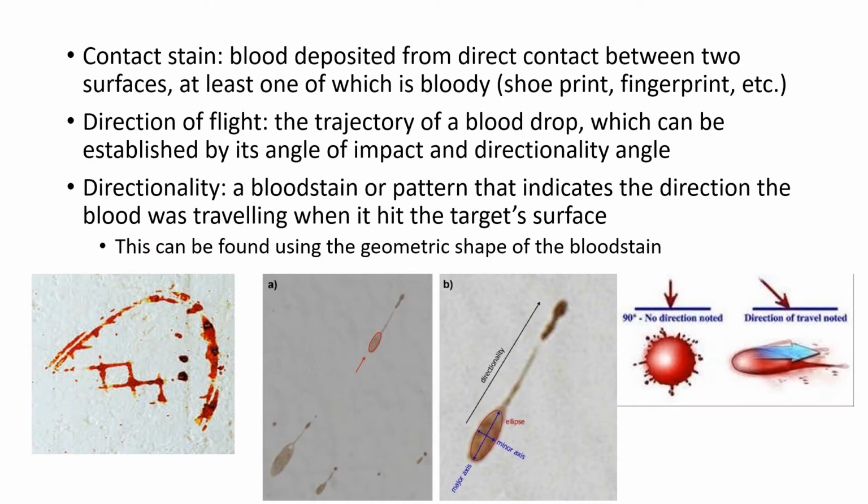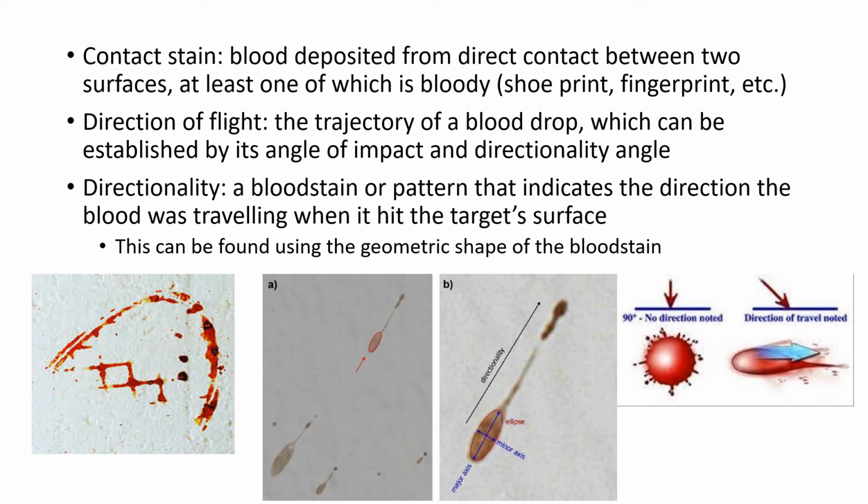We also come across contact stains. This is blood deposited from direct contact between two surfaces, at least one of which is bloody. So this is if someone steps in blood and continues walking, you're going to see their bloody footprint every other step. That is considered a contact stain. Same thing if someone has blood on their hands and they go to touch the doorknob and open it. That fingerprint that is left behind is considered a contact stain.